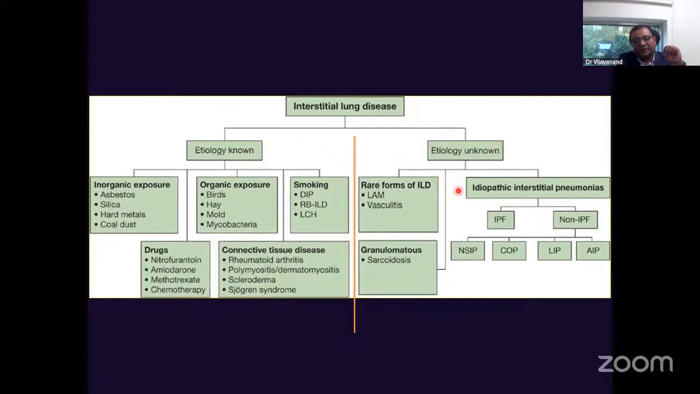A few of the interstitial lung diseases where we don't know the etiology are rare forms of interstitial lung disease like lymphangioleiomyomatosis and vasculitis of certain types. Then granulomatous diseases like sarcoidosis. Then idiopathic interstitial pneumonias are there. There's a separate classification again wherein we can find IPF or idiopathic pulmonary fibrosis and non-IPF. Non-IPF again is classified into NSIP, cryptogenic organizing pneumonia, lymphocytic interstitial pneumonia, and acute interstitial pneumonia.